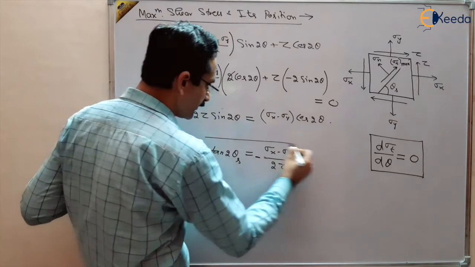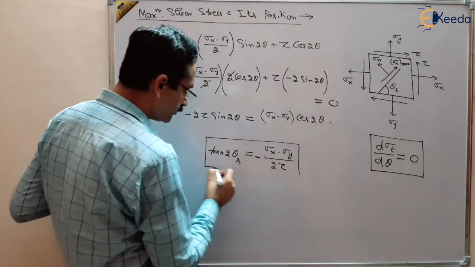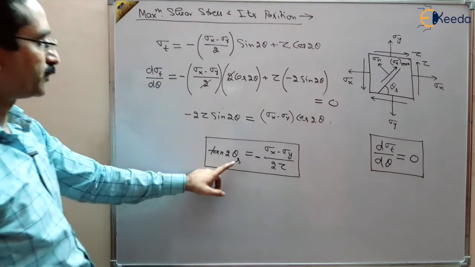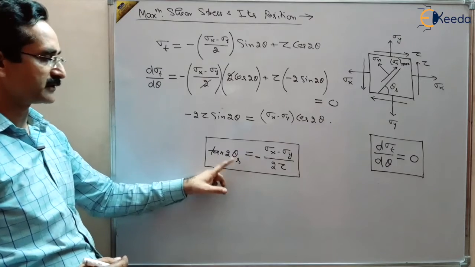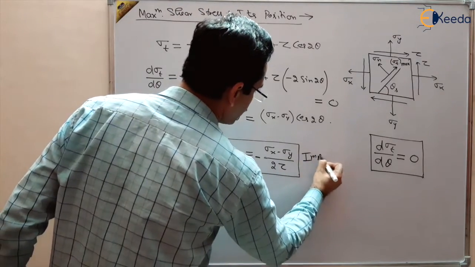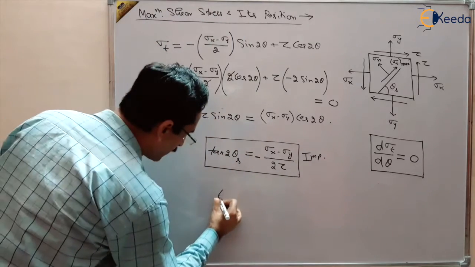So this is the value of tan 2 theta s, the plane where maximum shear stress is acting. So you have to remember this. This is a very important result. You have to remember this. Or theta s can be found from here.